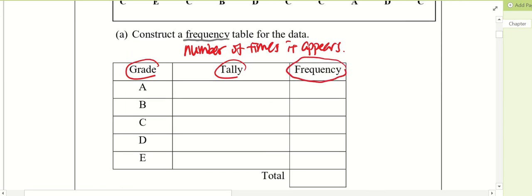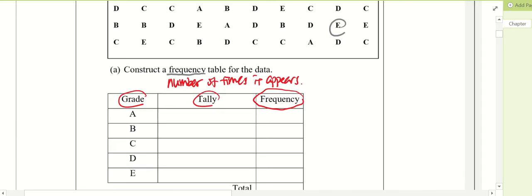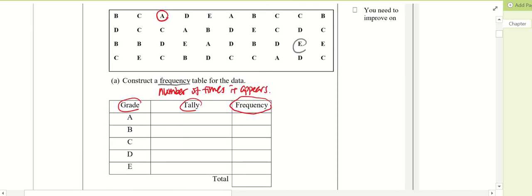So let's take a look. How do we use this table? I'm going to zoom out a bit. Okay, let's look at A. The first item here, grade A. So the tally works like this. Each time I see a letter A, like for example here, in this case, I'm going to make a stroke. So let's do this together slowly. You can do together with me on your notes.